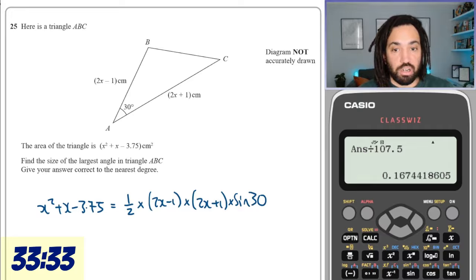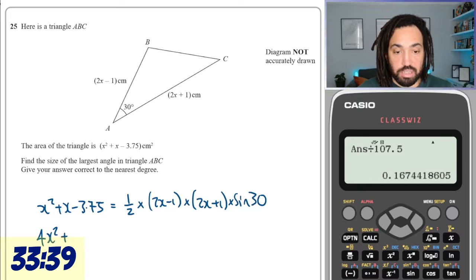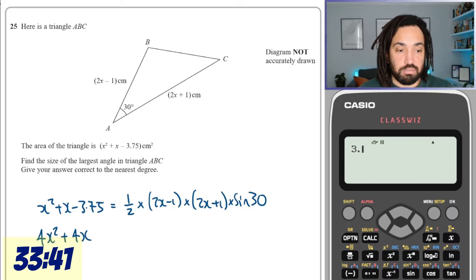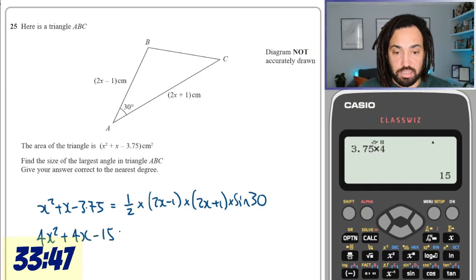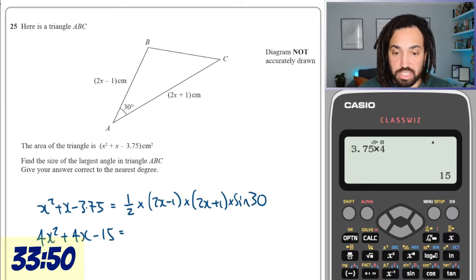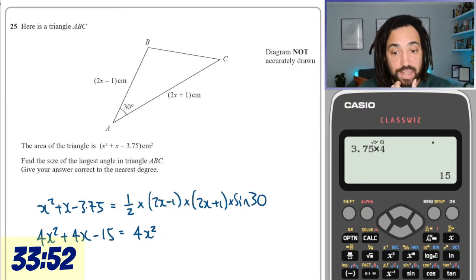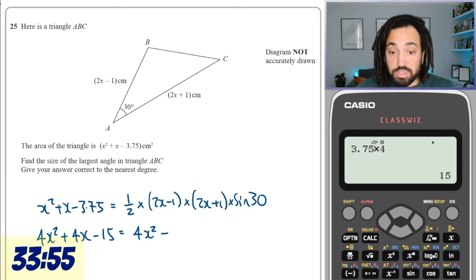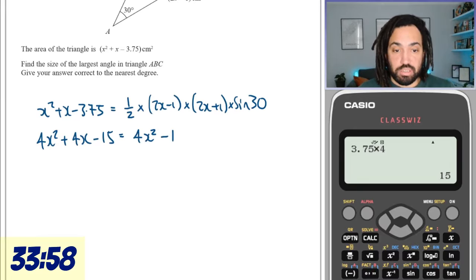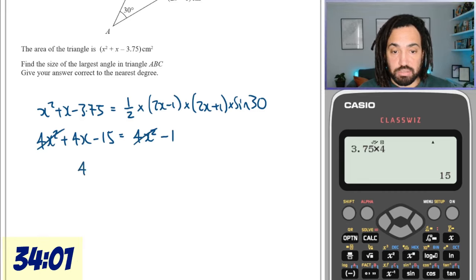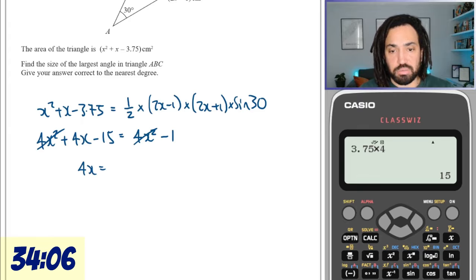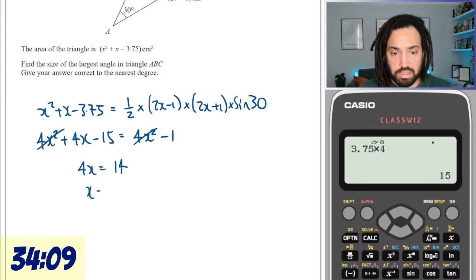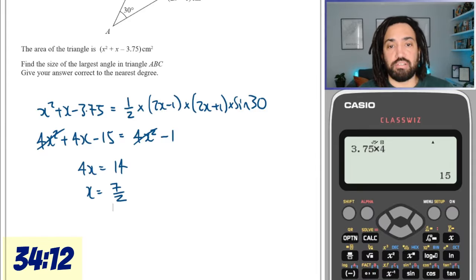Right, I know sine 30 is a half, and we've also got another half there, so that's a quarter. So I'm going to times the other side by 4 to get rid of that quarter. So 15. And that's equal to what's left over, which are these two brackets, which is a difference of 2 squares, so it's 4x squared minus 1. The 4x squared can cancel on both sides, so 4x equals... move the 15 over, oh no, add 15 to minus 1 makes 14. So x is equal to 7 over 2, or 3.5.